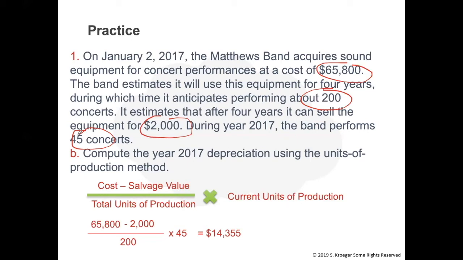In 2018, let's just assume that we did 50 concerts. We would replace this 45 by 50, and we would leave everything else as is.